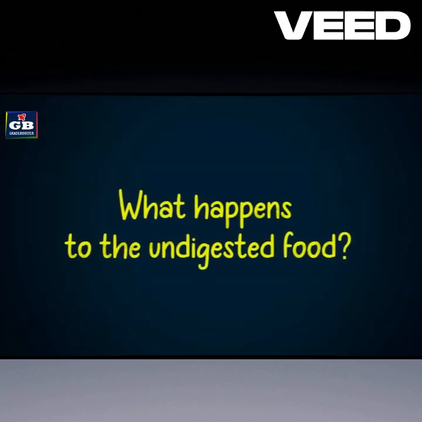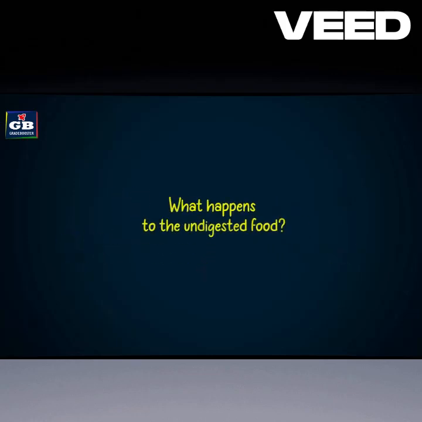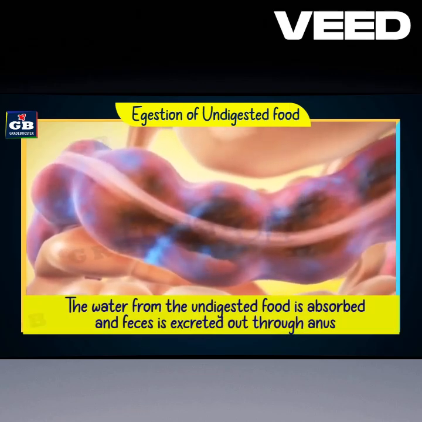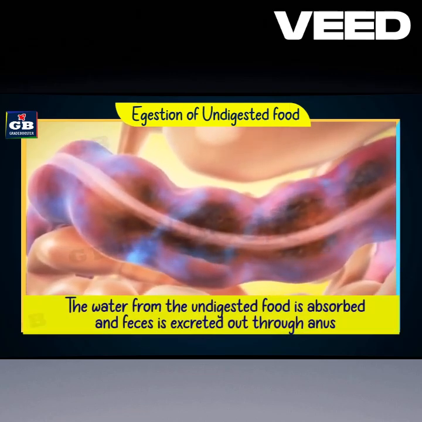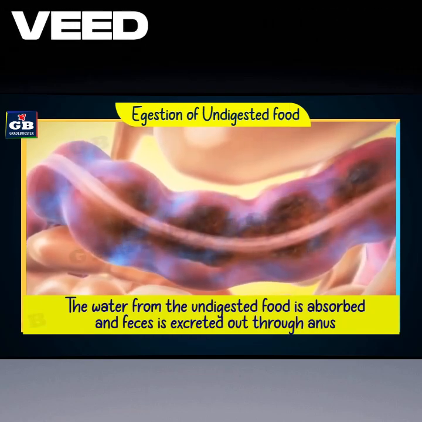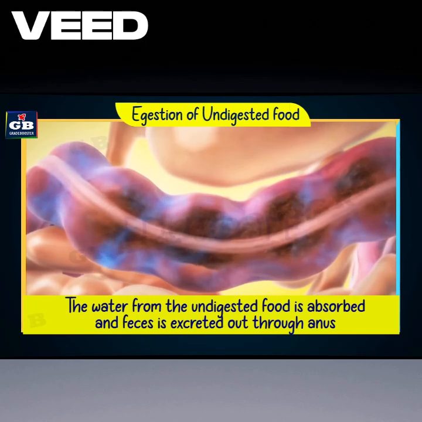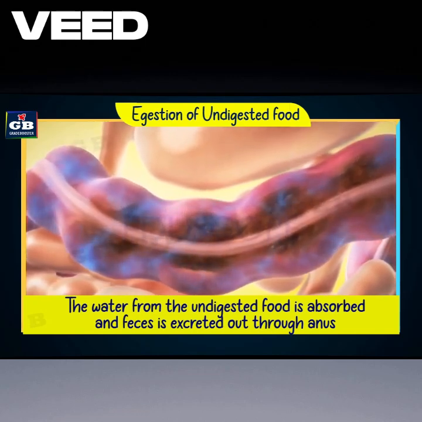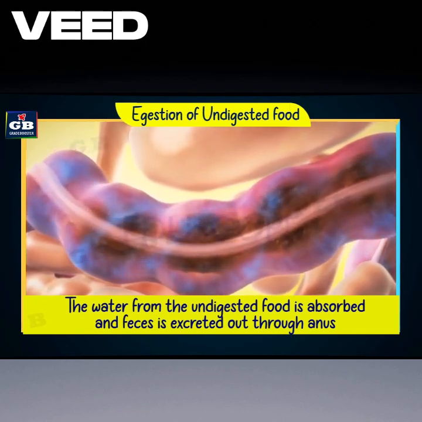Now, what happens to the undigested food? The undigested food passes into the large intestine. Here, the water is absorbed into our blood, and the remaining solid waste becomes feces and is finally excreted out through the anus. This is all about our human digestive system.